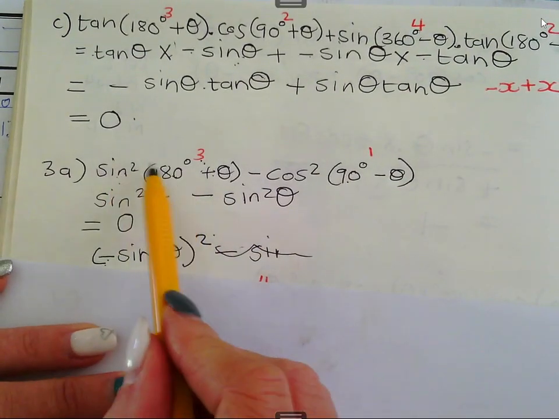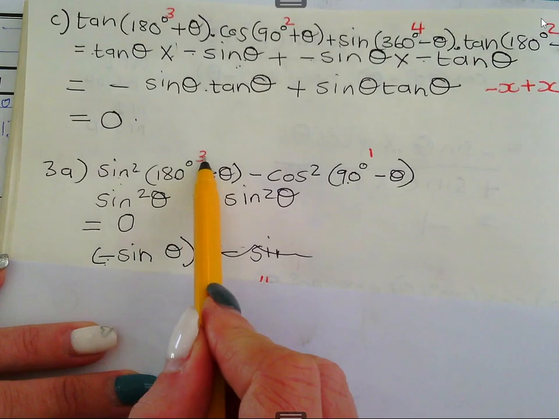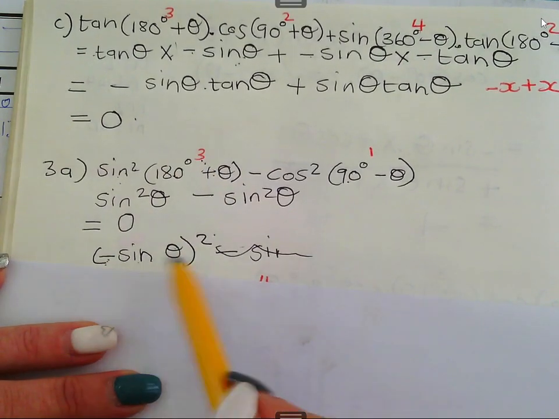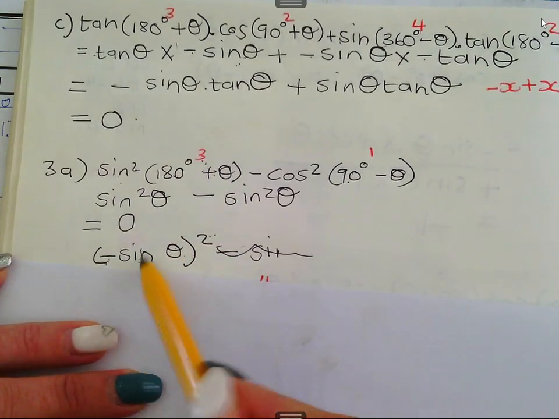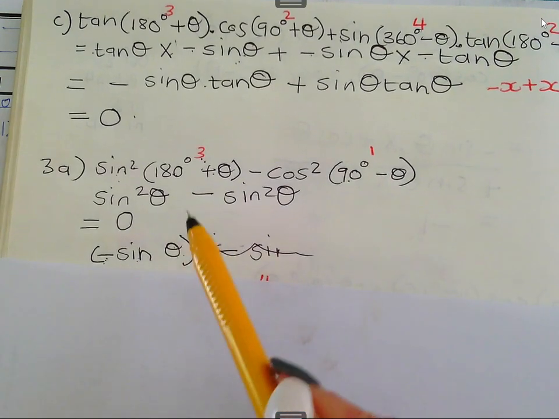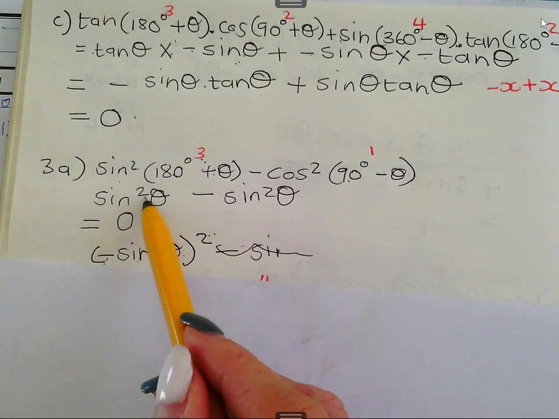because this is actually what's happening. We are saying 180 plus is third quadrant, sin is negative there, and then I square it. So it's negative sin theta squared. That's why it becomes positive sin squared theta.